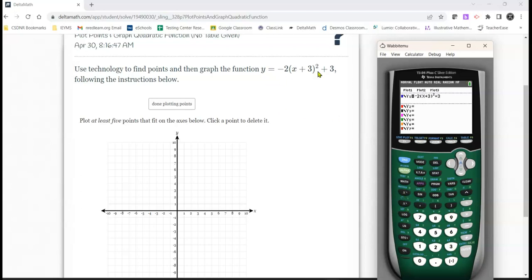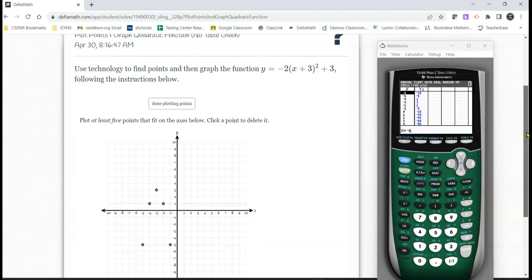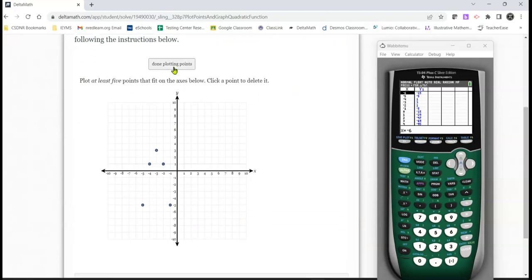Now you'll learn a little bit more later about other ways you can graph this, but let's just go look at the table here. -4, 1, -3, 3, -2, 1, -1, -5. I think I'm going to arrow up here. There we go. -5, -5. So you notice the other points wouldn't fit. They were too high. I definitely see the turning point. I see the shape of the parabola. So I'm going to click Done.